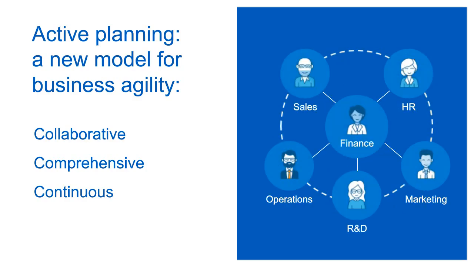So what's required is a new model for business agility through an active planning process that is collaborative, comprehensive, and continuous. Planning is not just for finance because everybody plans. Every functional organization within your company plans, including sales, marketing, operations, HR, and so much more. And so with holistic company-wide planning, you can involve everybody that plans and get a comprehensive, interconnected model of your entire company.